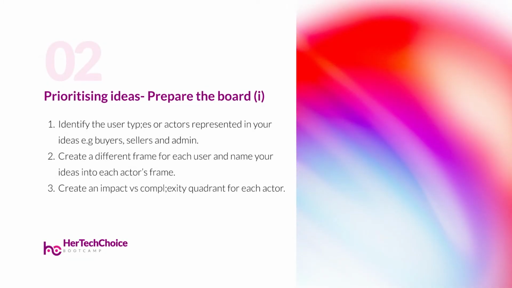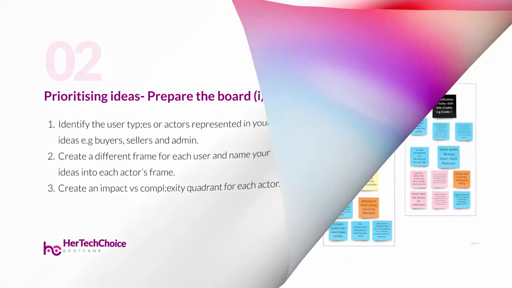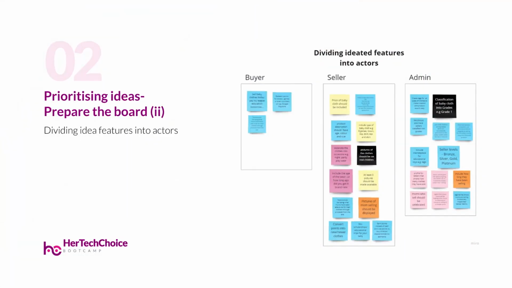So when prioritizing your ideas, you identify the user types or actors represented in your ideas, whether it's the buyer, the seller, or an admin. Create a different frame for each user and sort your ideas into actor frames, which is either the buyer, the seller, or the admin. Then create an impact versus complexity quadrant for each actor. So this is how it will look. You have the buyer's features, the seller's features, and the admin features.